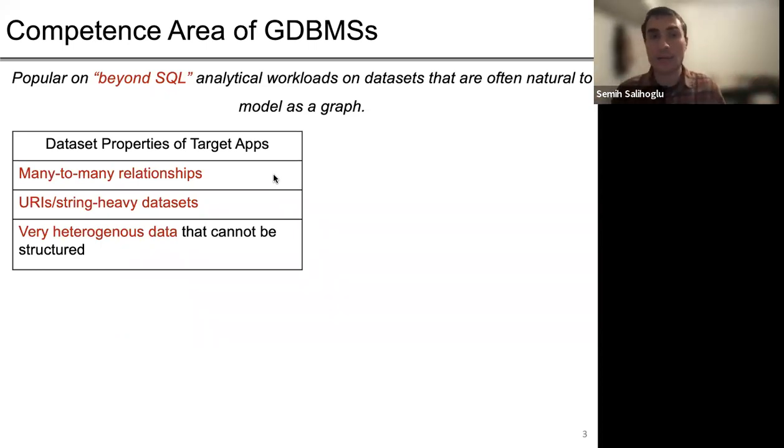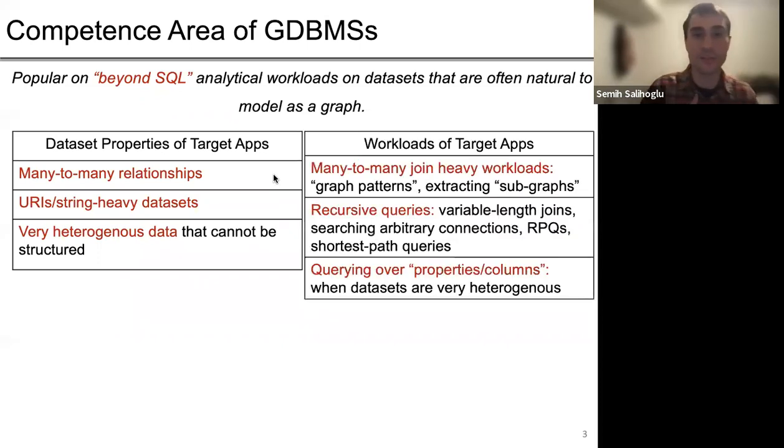One area, again, where graph databases offer a lot of value is in URI and string-heavy data sets. And that's been kind of the realm of RDF systems, which have been building techniques for that. But other graph database management systems modeled on graphs are also supporting those types of RDF-based applications in the space of knowledge management. Very heterogeneous data is another thing where you need some kind of beyond-SQL capabilities, right?